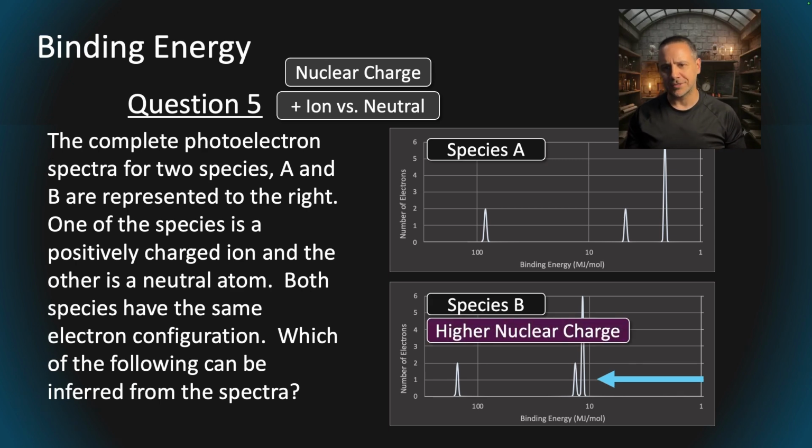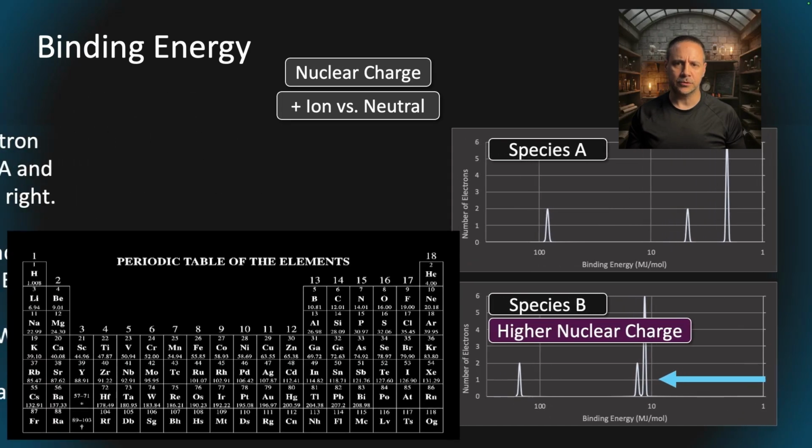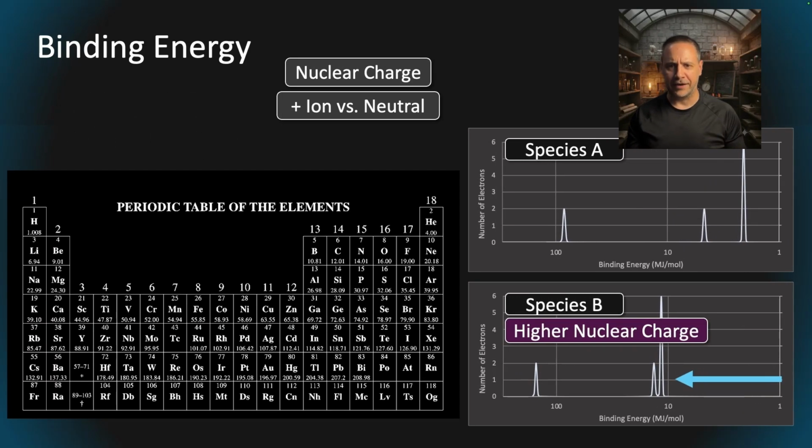To figure out which one's the ion, I'm going to look at the periodic table. According to both graphs, the neutral atom is neon. This matches the electron configuration if no electrons are gained or lost. That means the ion could be one of these two. Remember, the ion is positive. Since cations form by losing electrons, sodium and magnesium ions have the same electron configuration as neon. Both of these have a higher nuclear charge than neon, so species B must be the cation.